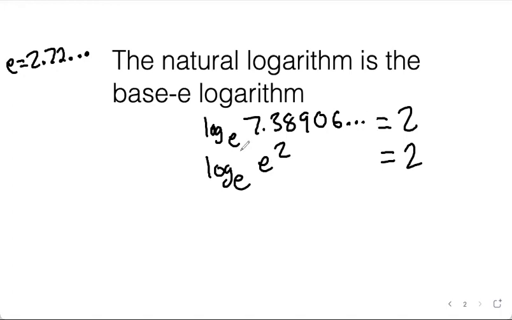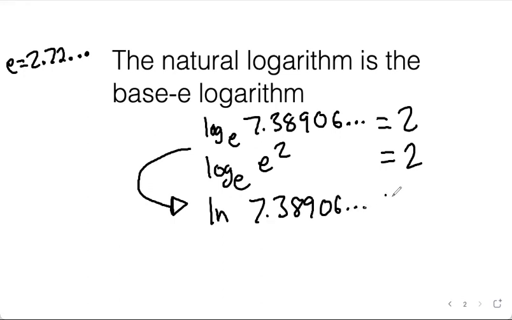Okay, one more thing. There's actually a shortcut for writing this logarithm, right? There's like a simpler way, right? Because people were like, we're writing this logarithm so much. Let's come up with a simpler way of writing it. So this is the way they came up with: ln, right? So if I was writing this, I could write it like ln 7.38906 dot dot dot, right? So yeah, ln, that stands for natural logarithm, right? That's like an abbreviation for natural logarithm.